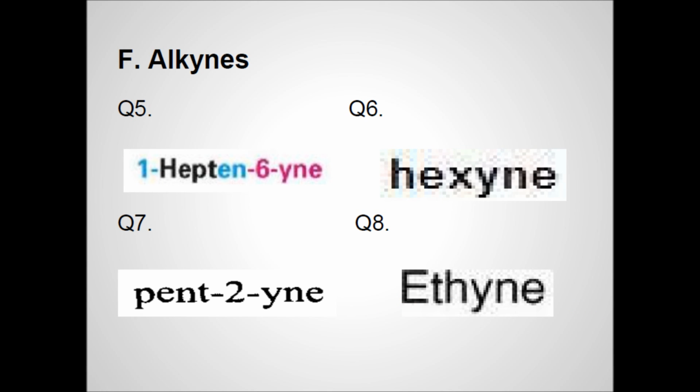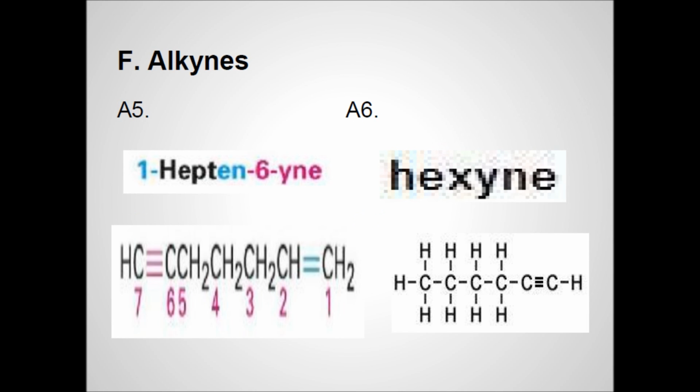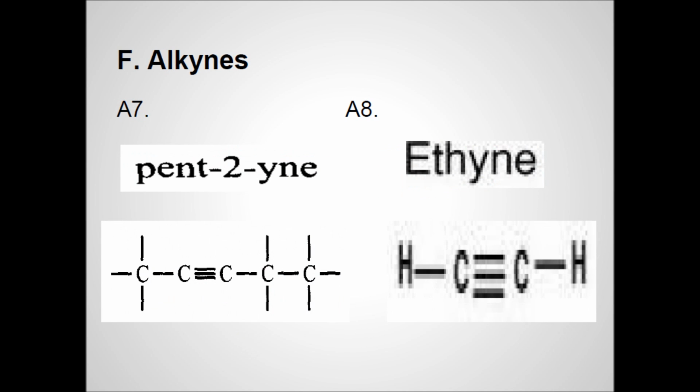For question number 5, draw 7 carbons. There is a double bond between the first and second carbons, and a triple bond between 6 and 7. There is a double bond and triple bond together. There is an en added to the name. For question number 6, draw 6 carbons and draw a triple bond between the first and second. For question number 7, draw 5 carbons because it is pent, and draw a triple bond between the second and third carbons. For question number 8, draw 2 carbons because it is eth, and a triple bond between the 2 carbons.